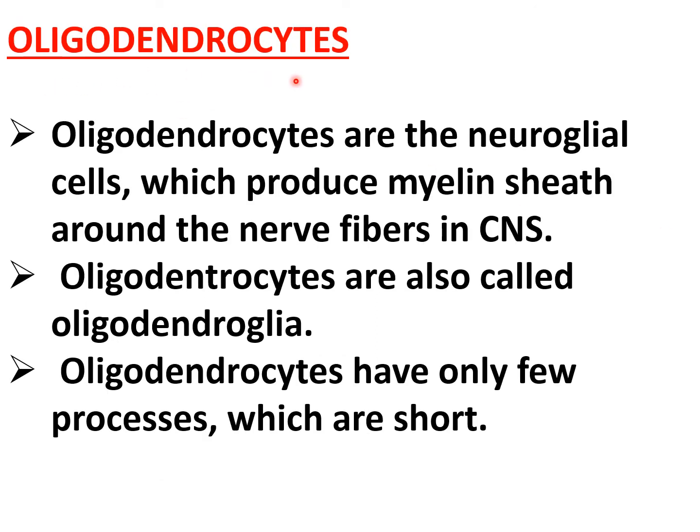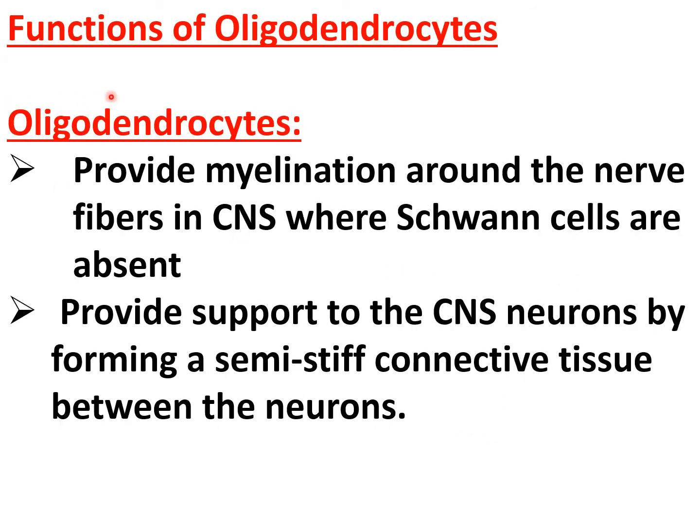Then oligodendrocytes. These are the neuroglial cells which produce the myelin sheath around the nerve fibers in the central nervous system, and they have only a few processes which are very short. Then what are the functions of oligodendrocytes? So they provide myelination around the nerve fibers in the central nervous system where Schwann cells are absent. And they also provide support to the central nervous system neurons by forming a semi-stiff connective tissue between the neurons.